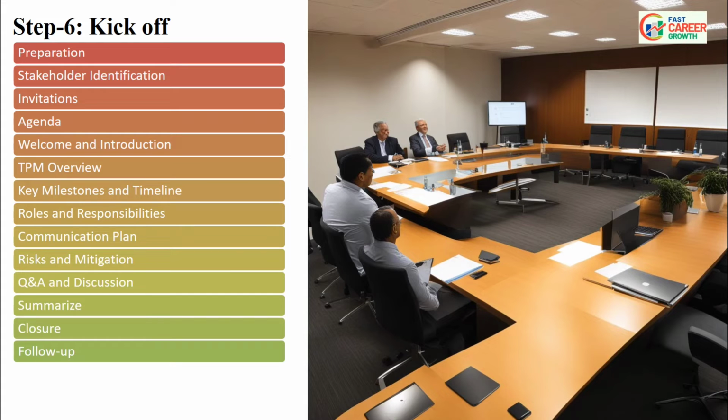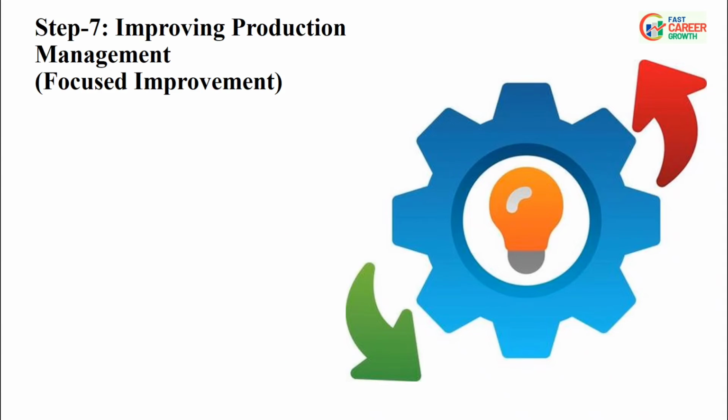Next is Step 7. Improving production management, focused improvement. Focused improvement is a crucial pillar of TPM. Its primary goal is to continuously identify and eliminate losses, inefficiencies, and waste in the production process.